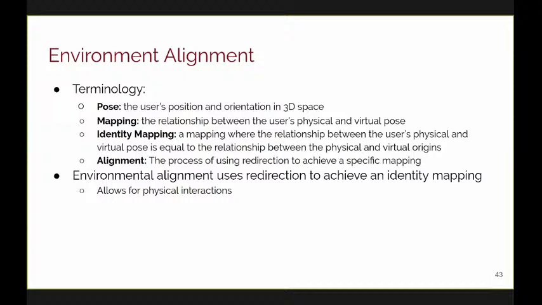So we're going to define alignment as the process of using redirected walking techniques to achieve a specific mapping. Specifically, we're going to look at environmental alignment, where we're trying to achieve the identity mapping. And once that identity mapping is achieved, we can then allow for physical interactions.